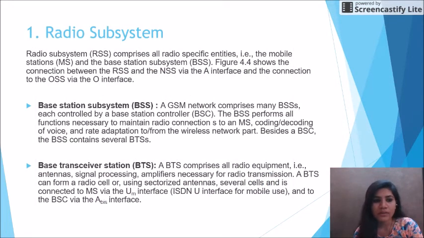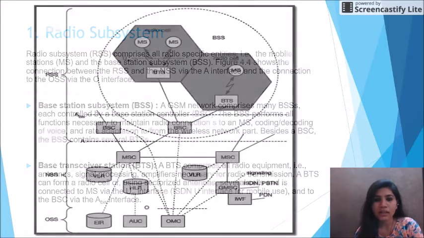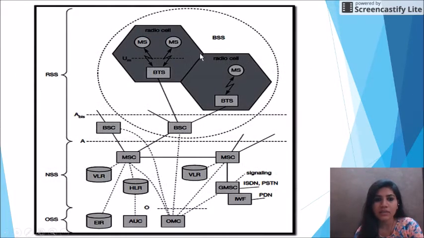Now, first we will start with the base station subsystem, that is BSS. A GSM network comprises many BSSs, each controlled by a base station controller. The BSS performs all functions necessary to maintain radio connections to an MS, coding and decoding of voice, and rate adaptation to the wireless network part. Besides a BSC, the BSS contains several BTSs. You can see in the figure that there are several BSSs present in the RSS, and each comprises a single BSC. Apart from the BSC, it also has several BTSs.